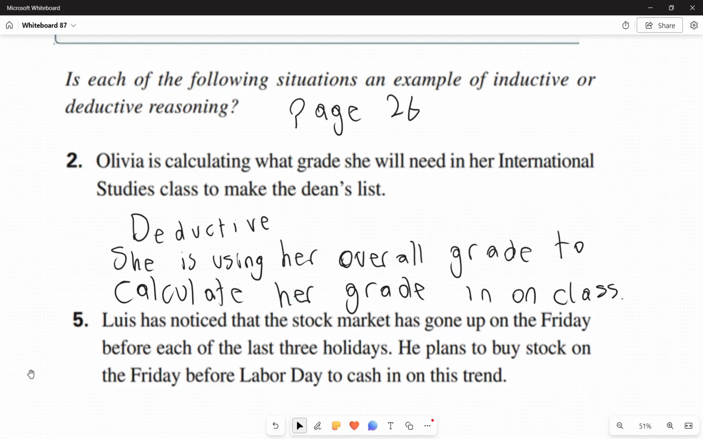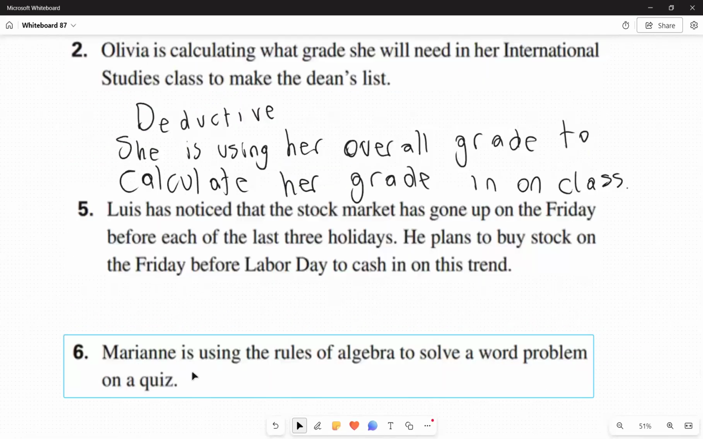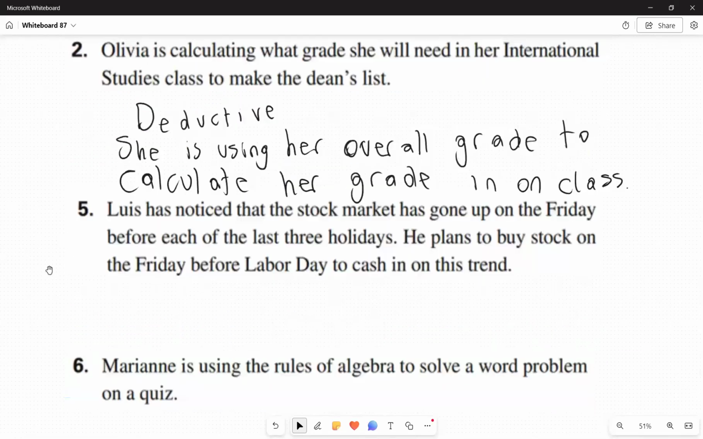Next situation, suppose that Luis has noticed that the stock market has gone up on the Friday before each of the last 3 holidays. So he plans to buy stock on the Friday before Labor Day to cash in on this trend. This one is inductive reasoning. So he's using specific Fridays to arrive at his conclusion that he should buy stock. But the thing about the stock market is that it is very unpredictable.